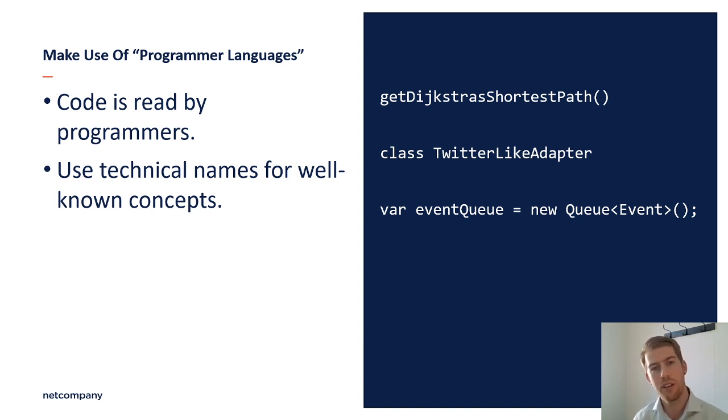Then programmer language, I should say. Remember that the code is read by programmers, right? So don't be afraid to use technical names for well-known concepts, such as specific names for algorithms, right? Dijkstra's shortest path, you immediately know what the algorithm behind this is. You don't even have to look at it. Twitter-like adapter: if you use any design patterns, it's an adapter, so please add that to the name. People can quickly see this is the design pattern we all care about and love, and now I don't have to read more into it. The same goes for the data structure, as I mentioned. An event queue would be great if you're actually using a queue, for instance.